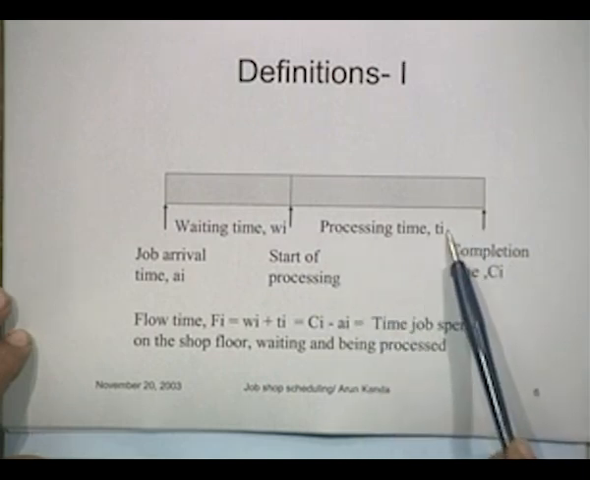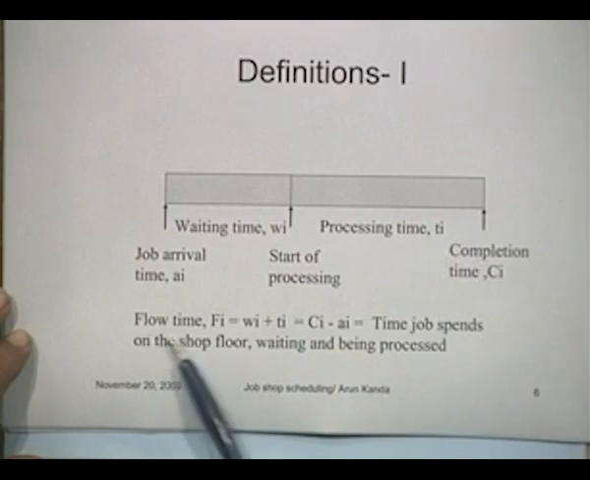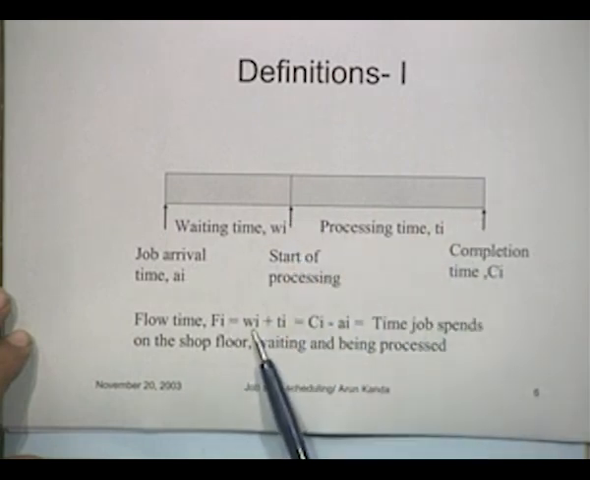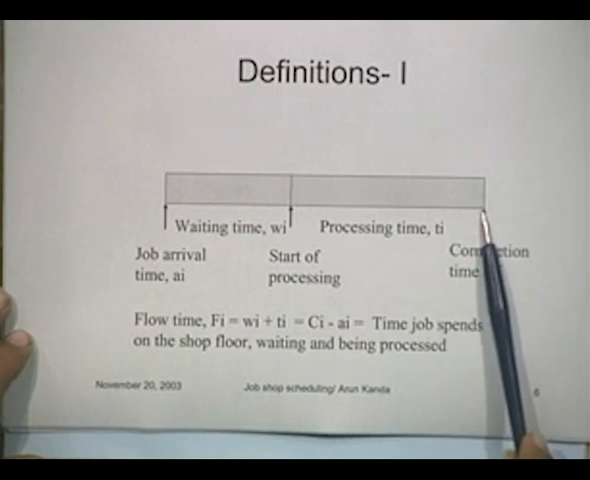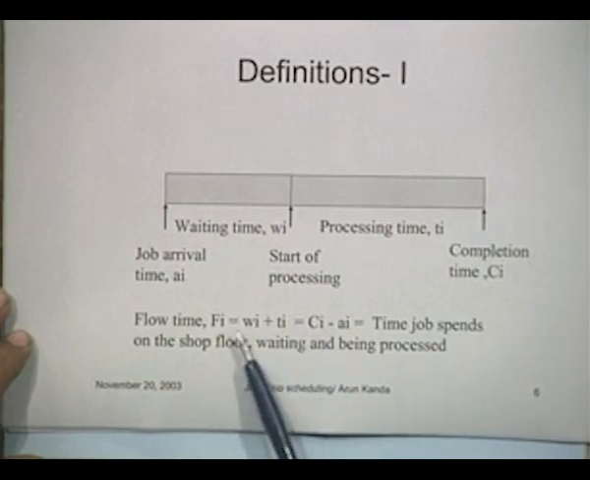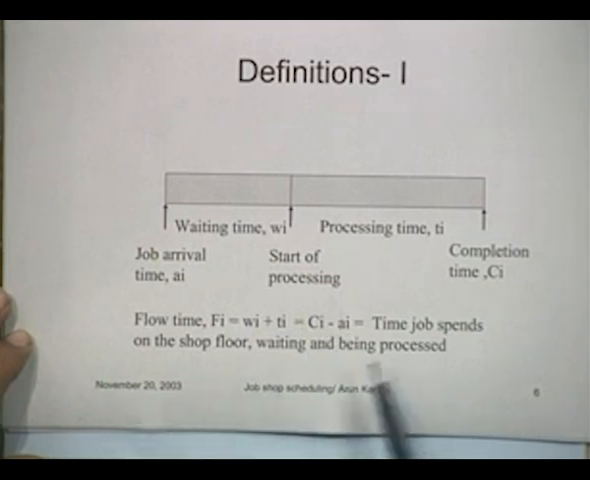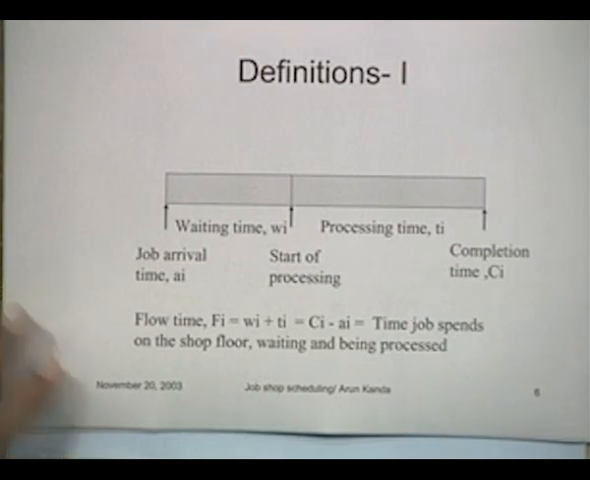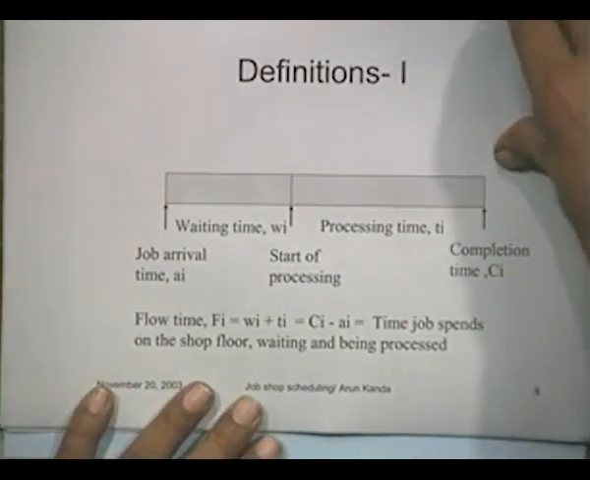So what we are simply defining is that the flow time of a job Fi is nothing but the waiting time of the job plus the processing time of the job. So flow time is nothing but the waiting time plus the processing time of the job. Another way of looking at it is that this is equal to Ci, which is the completion time of the job, minus the arrival time of the job. So Fi is equal to Wi plus Ti, which is Ci minus Ai. The physical interpretation of this is the time the job spends on the shop floor waiting and being processed. So you have this particular definition for the flow time of any job.